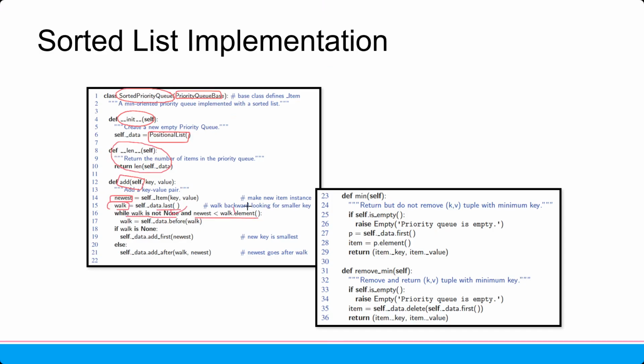If both of them are true, we will determine walk equals self.data before the walk. If walk is None, then put the data into the first. If walk is not None, then put the data after the walk.